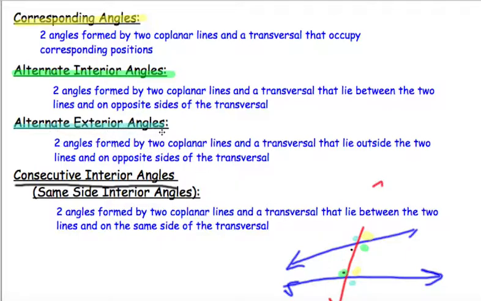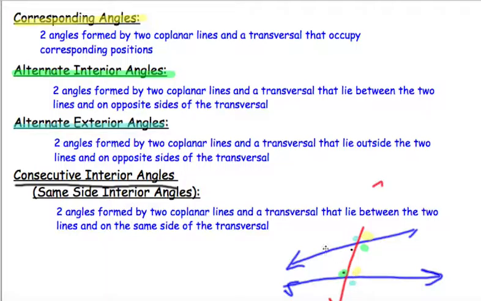The alternate exterior angles has 2 pairs as well. They are on the outside of these 2 lines. Instead of in between them, they're outside of them. And they are on alternating sides of the transversal as well. So one is over here on the left of the transversal, and one is down here on the right of the transversal.